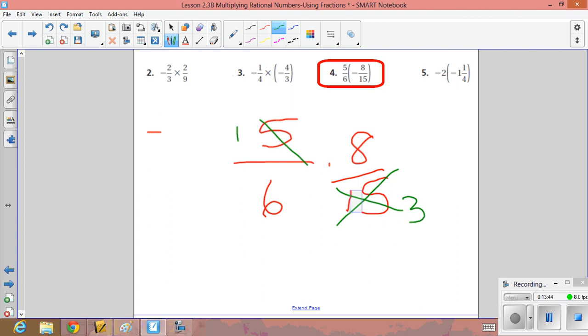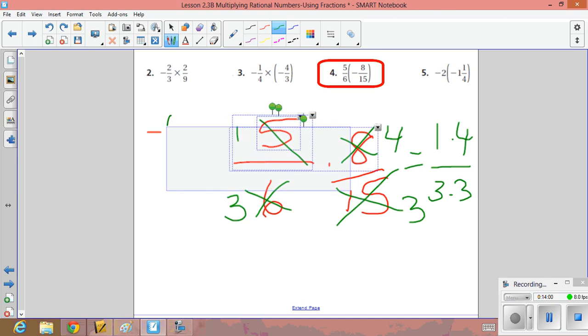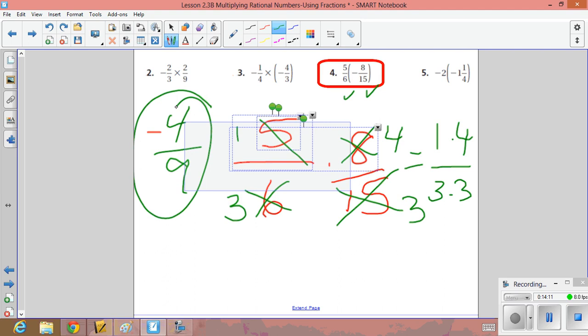6 and 8 share a factor of 2. So 6 divided by 2 is 3. 8 divided by 2 is 4. So my new problem is 1 times 4 over 3 times 3. 1 times 4 is 4, and 3 times 3 is 9. And back in the beginning, I decided that a positive times a negative is a negative. So my final solution is negative 4 over 9.